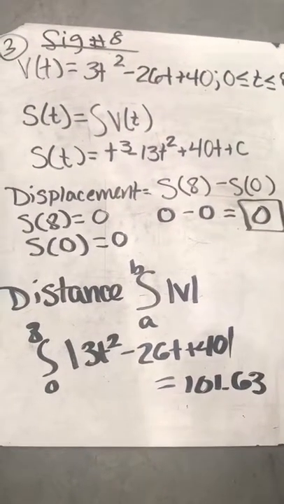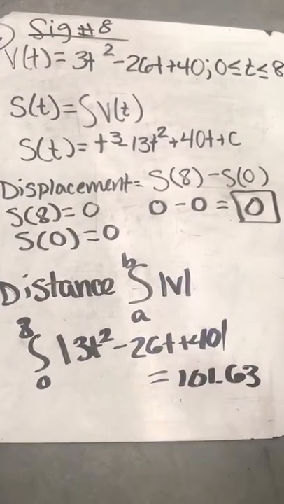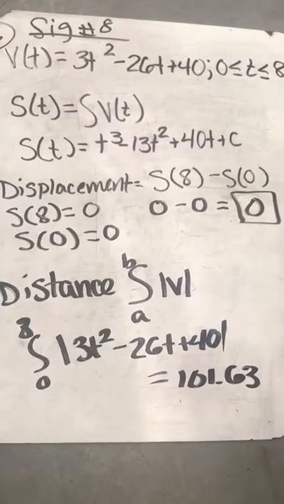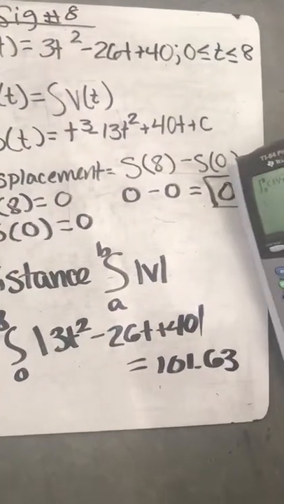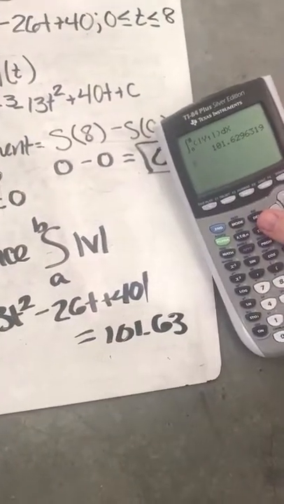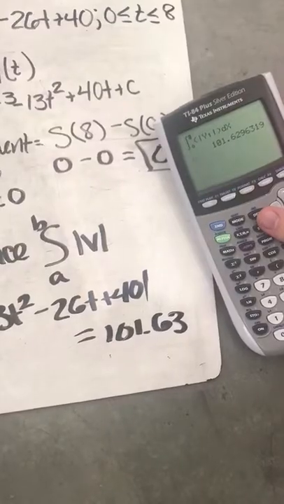Now to find your distance, you have to use this formula. So it's the integral of the absolute value of the derivative. You have to plug this all into your calculator, so that's what I did here, and when you do, you get 101.6296319, and you just have to round it to 101.63.